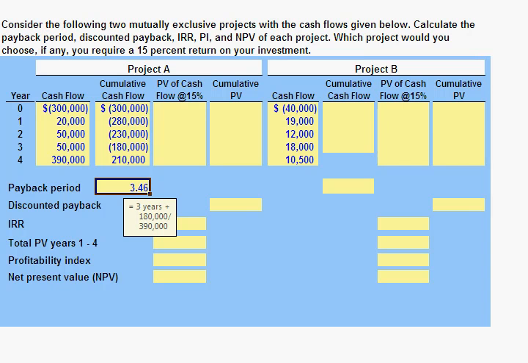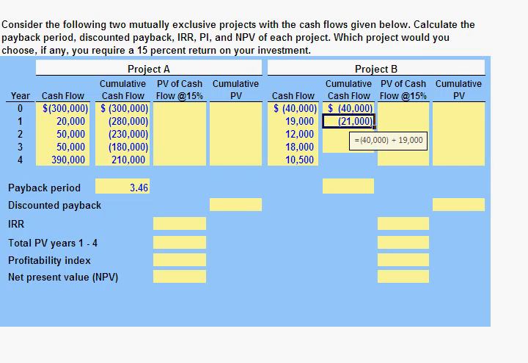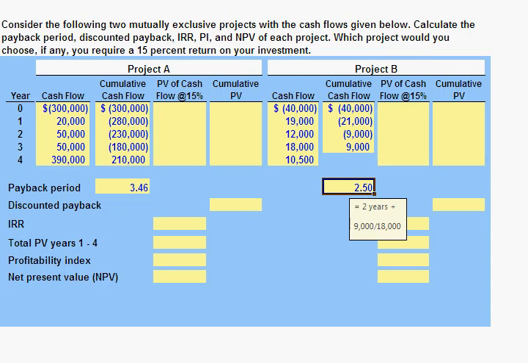For Project B, we have a cumulative deficit of $40,000 at the beginning of the project. After 1 year, our deficit is reduced to $21,000. After 2 years, the deficit is reduced to $9,000. And in the 3rd year, we recover our entire initial investment. The payback period for Project B is 2.5 years.